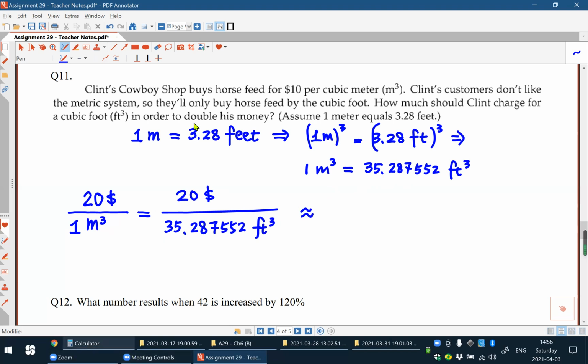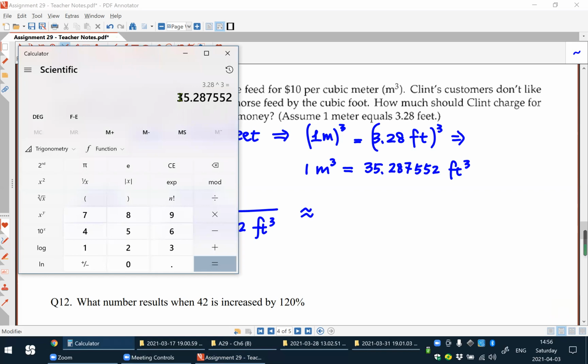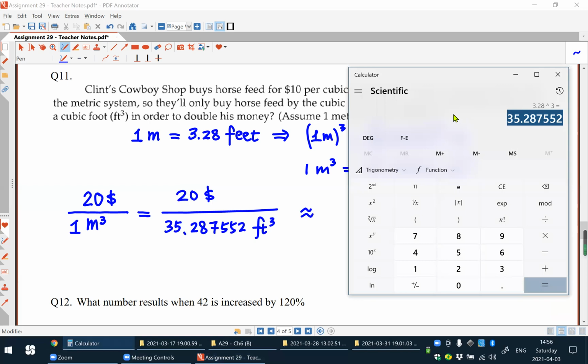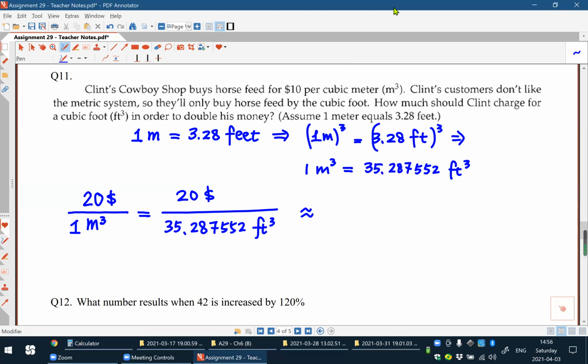Okay, so this is approximately how much? Let's use a calculator. Okay, 20 divided by that, so basically it's 0.57 dollars per cubic feet. This is the price it should be in dollars per cubic feet. Okay, questions?